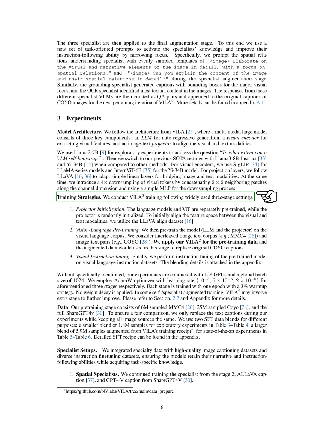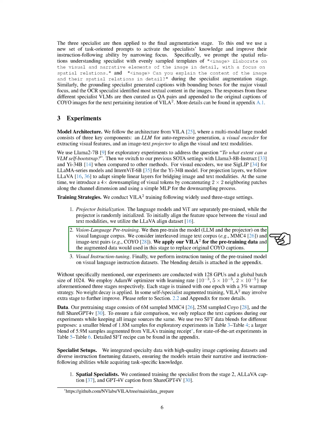In terms of training strategies, we conducted VILA2 training using a widely accepted three-stage approach. In the first stage, we initialized the projector randomly while separately pre-training the language models and the visual transformer, ViT. To align the feature space between the visual and text modalities, we used the LLaVA alignment dataset. In the second stage, we pre-trained the model, including the LLM and the projector, on a visual language corpus, which included interleaved image-text data and image-text pairs.